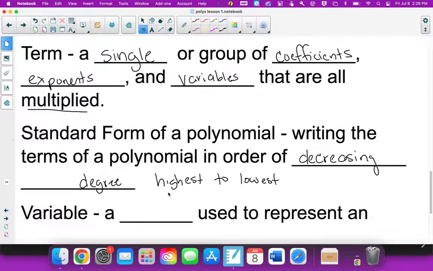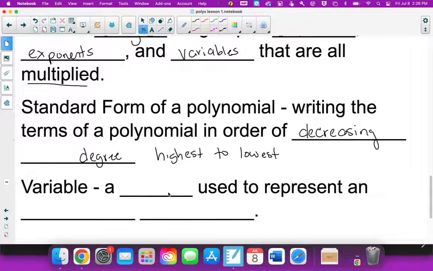And then I'm sure you've seen this one because you've been solving equations for a few years now. A variable is just a letter used to represent an unknown quantity. Right? That's why we solve equations all the time, because we're always trying to figure out what that unknown quantity is. Well, when you're talking about a polynomial, when we're like adding and subtracting them, we're just going to leave it as a variable, right? We're not going to be solving for anything because there's not going to be equals in any of these yet.